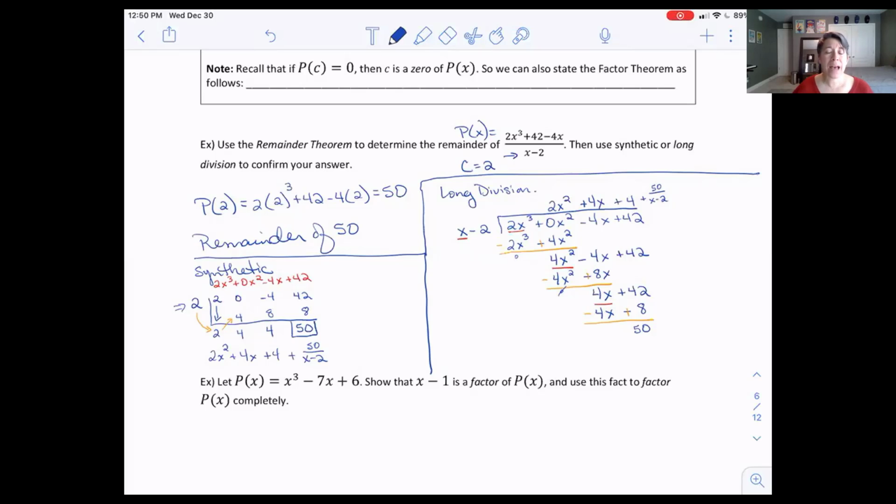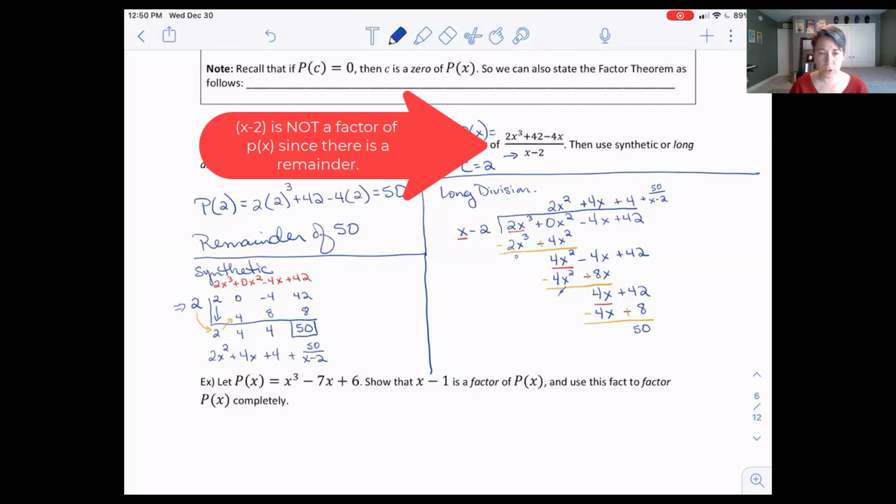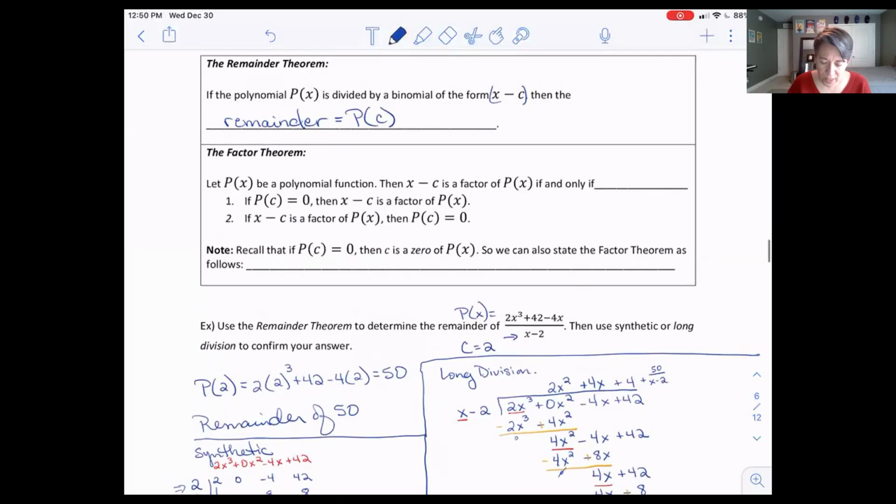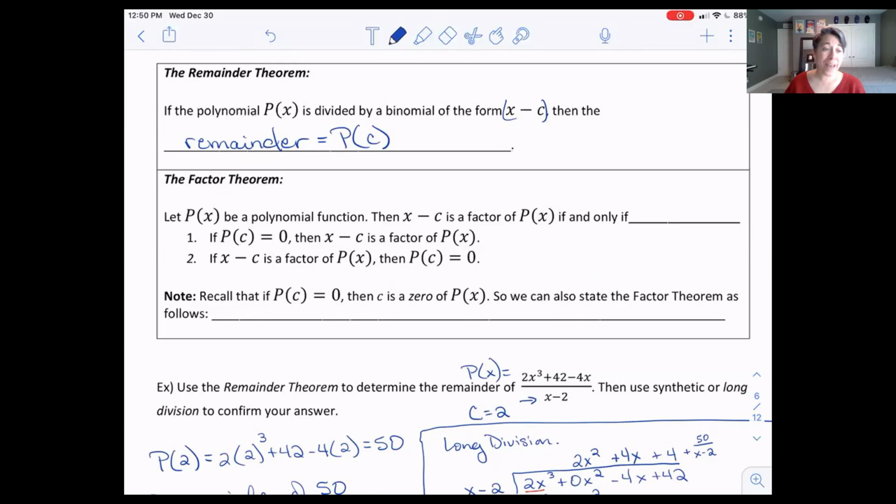Now, the one thing about having a remainder of anything other than 0 tells us that x minus 2 is not a factor of that top polynomial. Otherwise, it would have divided in evenly. So that's where our factor theorem comes in. In the factor theorem, we're going to let p of x be a polynomial function, and then x minus c, this binomial, is a factor of p of x if and only if, remember our remainder theorem, if we were to plug in c into that function and we get a 0, that means no remainder.